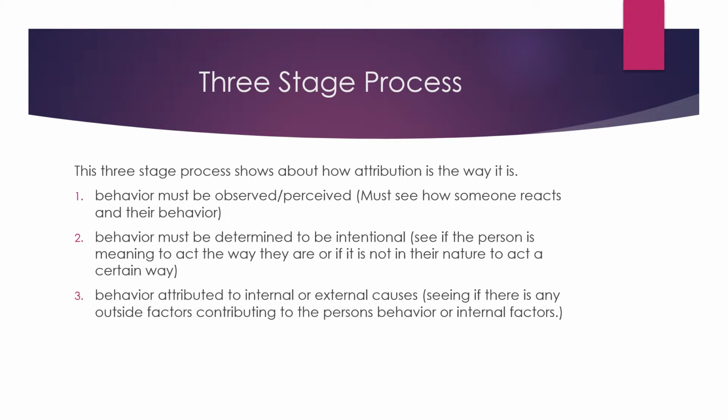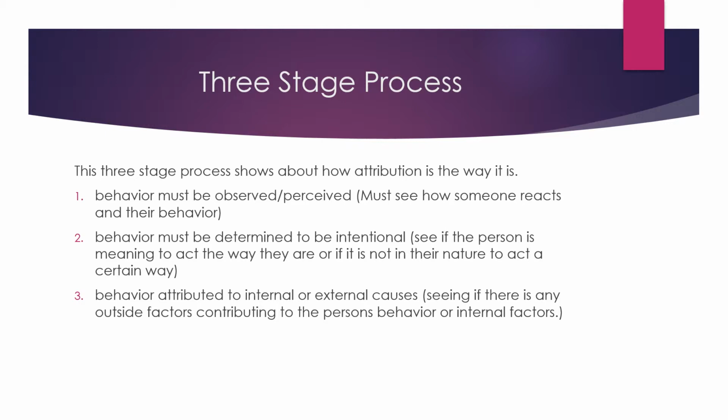The three-stage processes that it has. The first one, it says the behavior must be observed and perceived. You must see how someone reacts and their behavior. So what that means is you're watching and observing the person, and then you see how they react when a certain scenario happens to them.